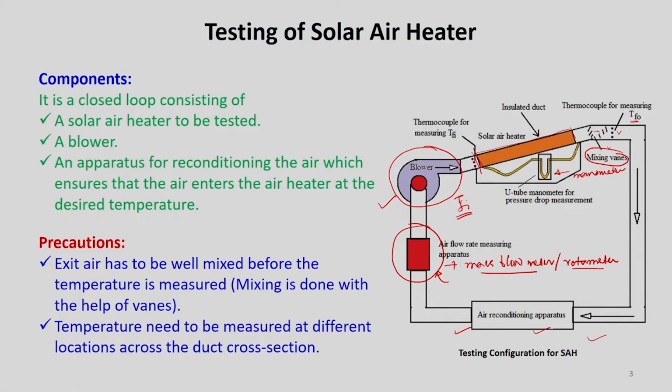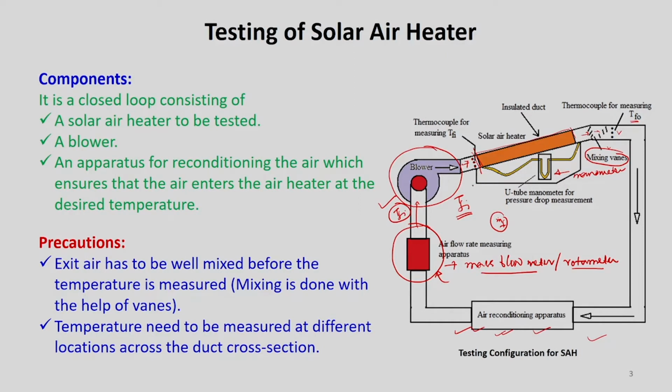As a whole, this air inlet is here and the outlet is here, and then this air again flows through the same circuit, but conditioning has to be done, because this air will be passing through this tube at T_fi, that has to be fixed. That is why this air conditioning apparatus is installed here. And we need to vary this mass flow rate. We need to perform the characterization of this solar air heater at different mass flow rates, which is different than in case of a liquid flat plate collector.